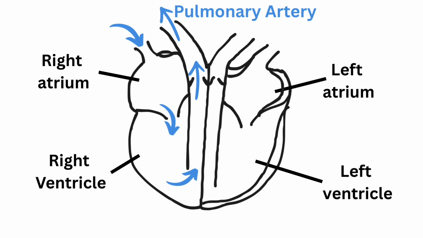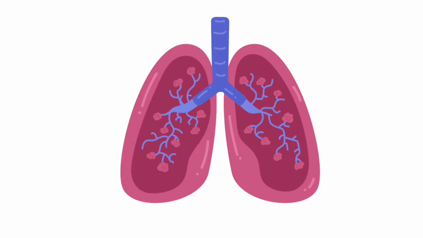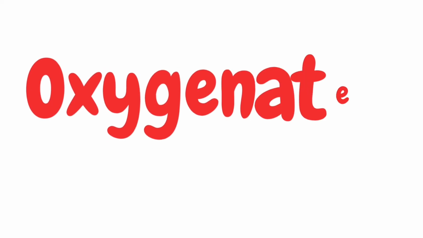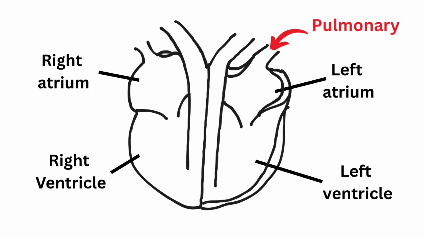Now let's get back to that blood that's just left through the pulmonary artery. The blood's deoxygenated, so it goes to the lungs to pick up oxygen. When the blood leaves the lungs, it's become oxygenated. The blood now returns to the left-hand side of the heart through the pulmonary vein. It flows into the left atrium. The left atrium contracts, forcing blood through the valve into the left ventricle.